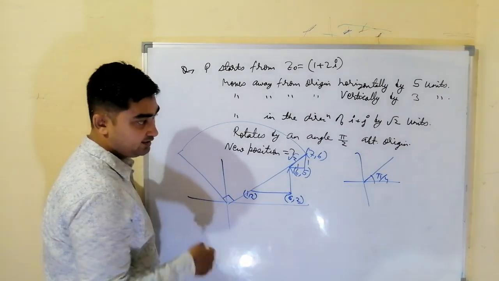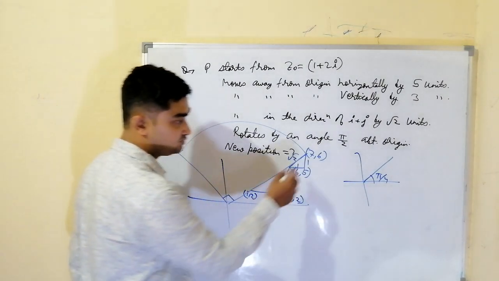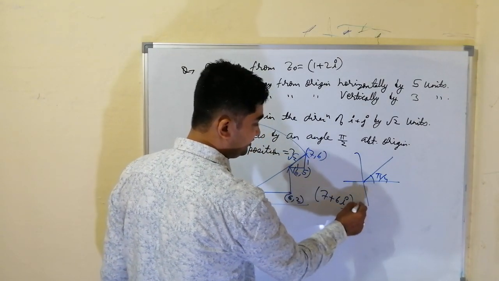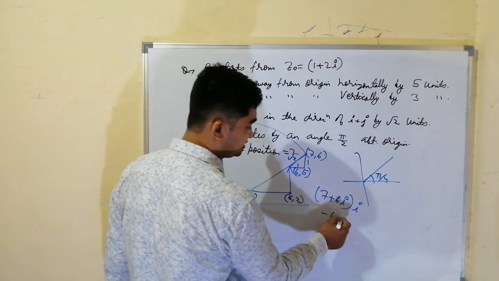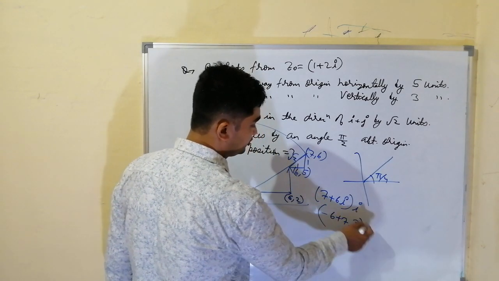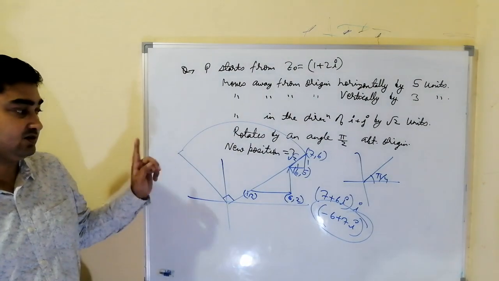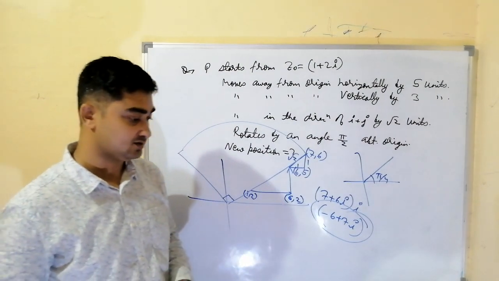To rotate any complex number by pi by 2 in the anti-clockwise direction, what to do? Multiply that complex number with iota. So it is 7 plus 6 iota, multiply this with iota. It will become minus 6 plus 7 iota. So the new position is minus 6 plus 7 iota, or minus 6 comma 7. So this is the answer.